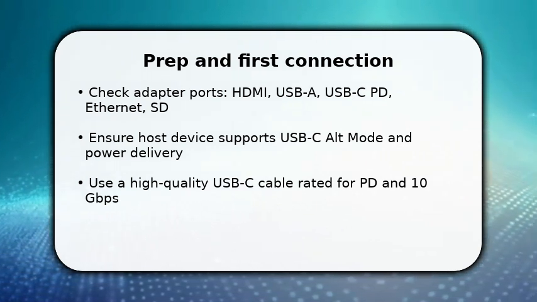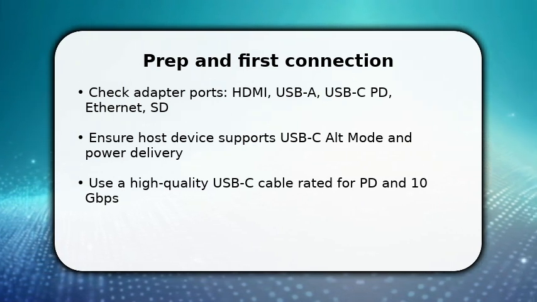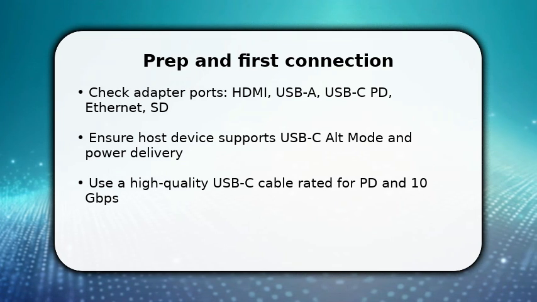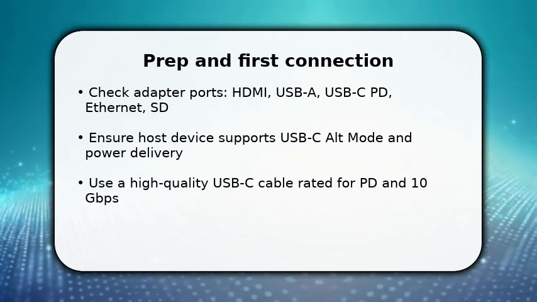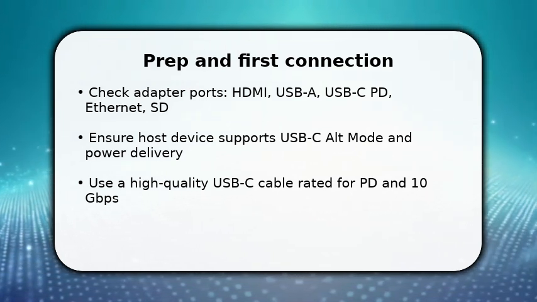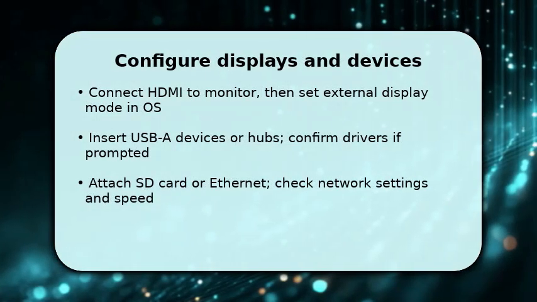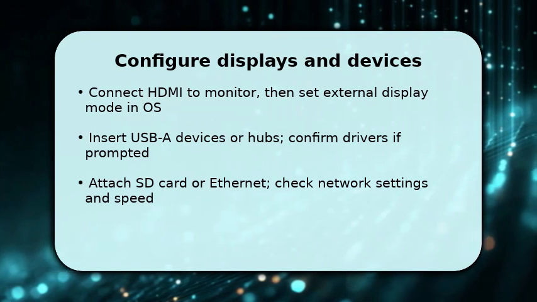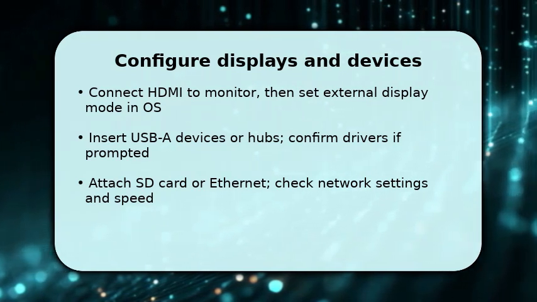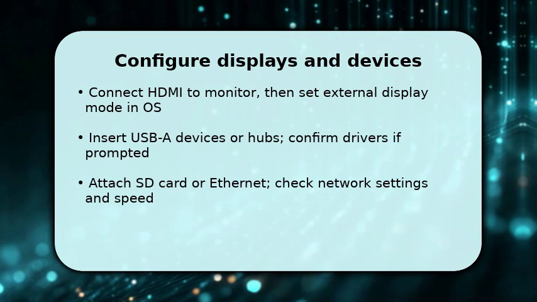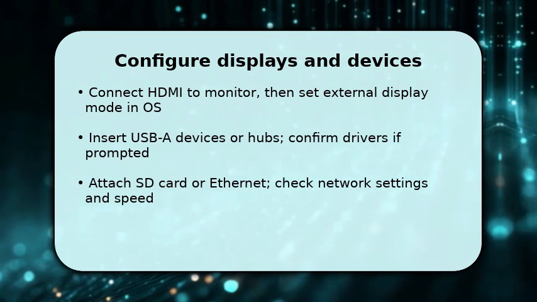This initial connection lets the host detect video, data, and power simultaneously, which minimizes device conflicts and speeds up the rest of the setup. After the primary connection, attach the HDMI cable to your external monitor, and then use the operating system's display settings to choose mirror, extend, or main display. This determines how resources are allocated.